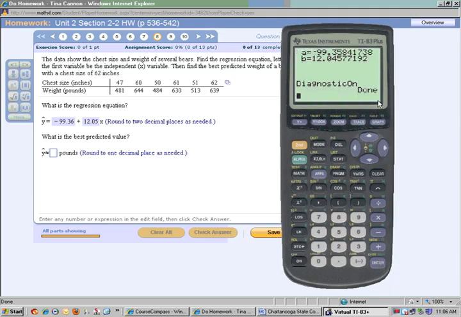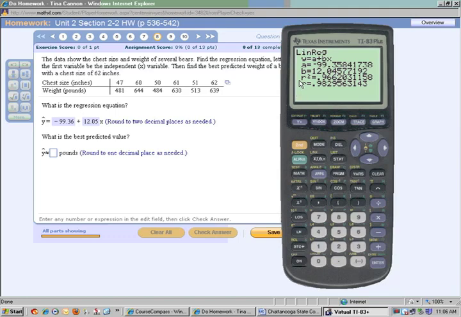Now, when I go back to Stat and move to Calculate, remember number 8 was our linear regression that we used, and I push Enter again, now it gives us everything that we need. We only have to do this one time to turn the diagnostics on. From now on it should be here. If you change batteries, you may have to do this again.